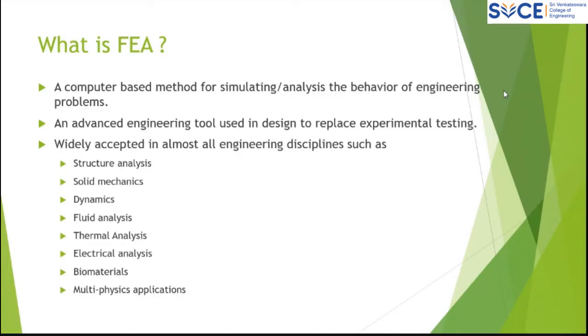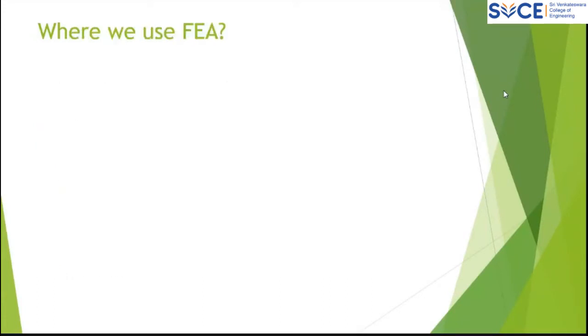And these are the engineering disciplines where you can use this FEA. You can use it for structural analysis, for bridges, solid mechanics, for example any pump or whatever it is. Dynamics, fluid analysis, thermal analysis, electrical, biomaterial, multiphysics. Multiphysics means with a chemical reaction, so what is happening when you have reactions, something like that, right? All these things you can use FEA for. It is mainly used in industries, right? And by a design engineer, to get the best product.